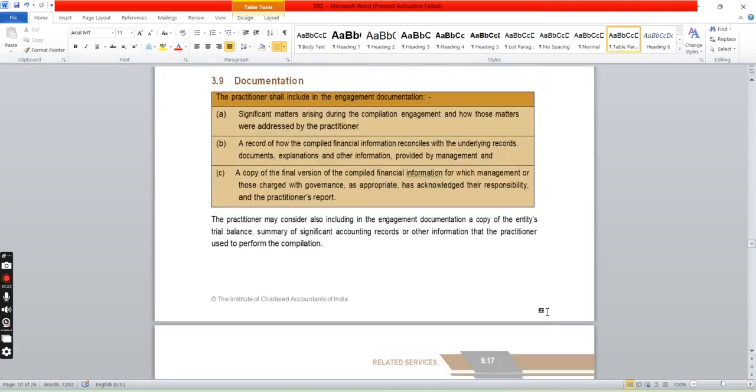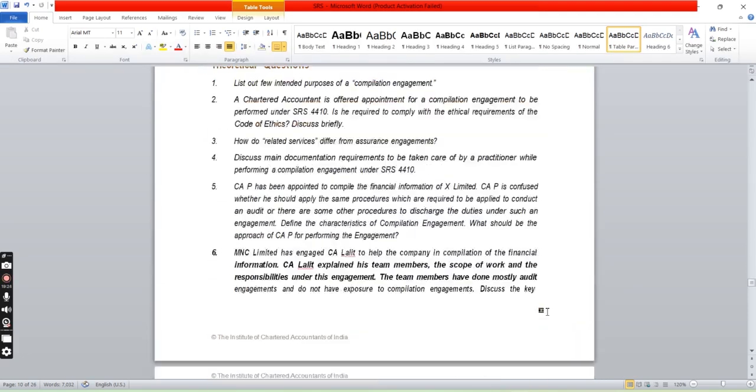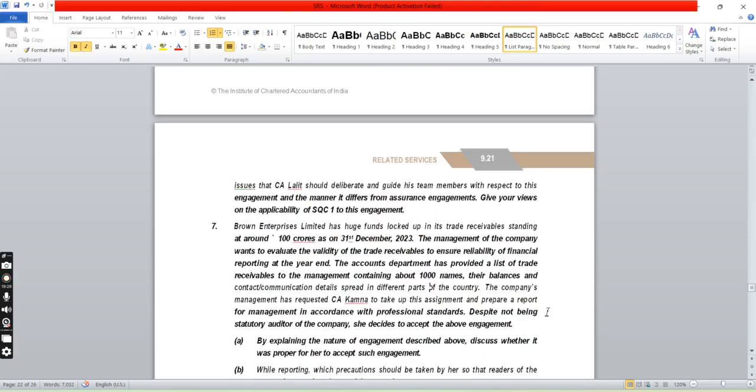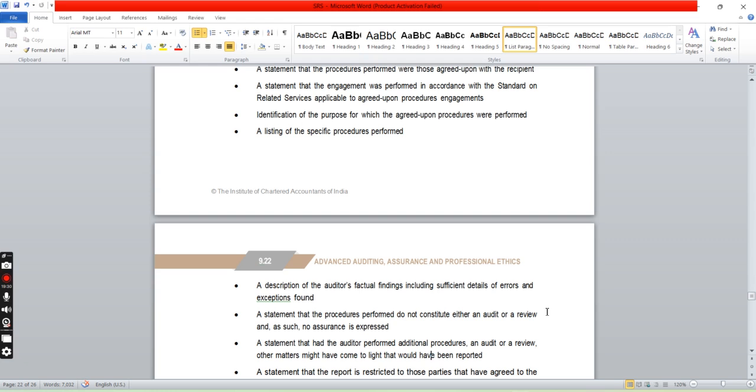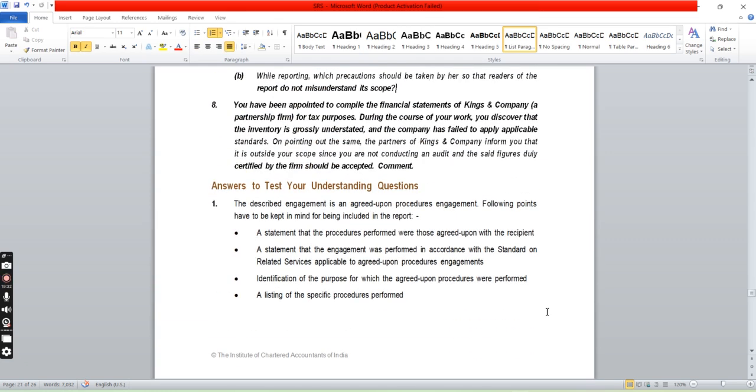Test your understanding, question number 1. So the described engagement is an agreed upon procedures engagement. The following points we need to keep in mind for being included in the report. A statement that the procedures performed were those agreed upon with the recipient.